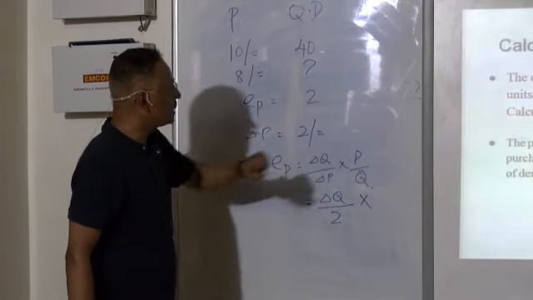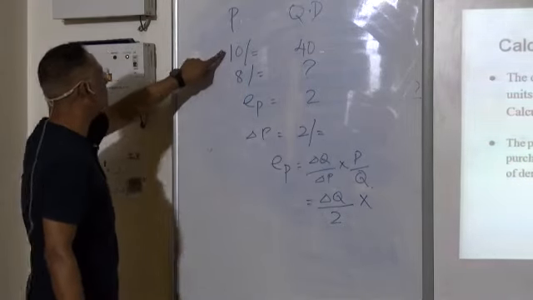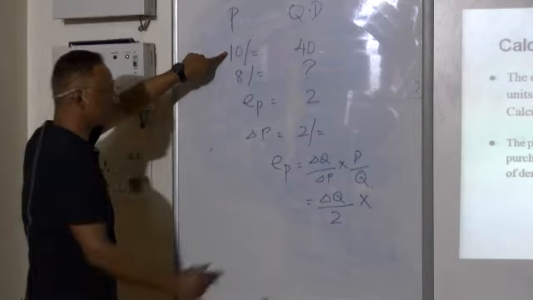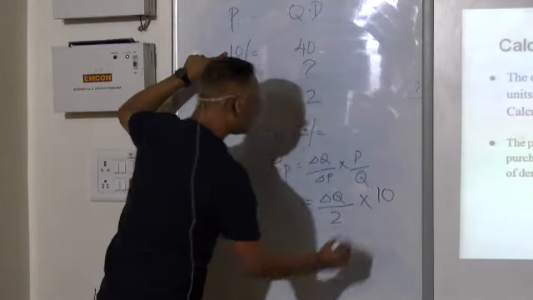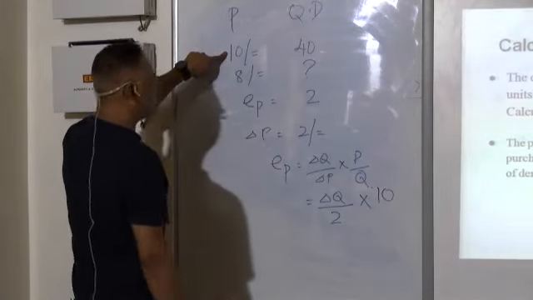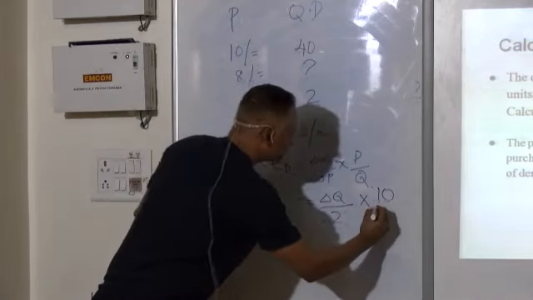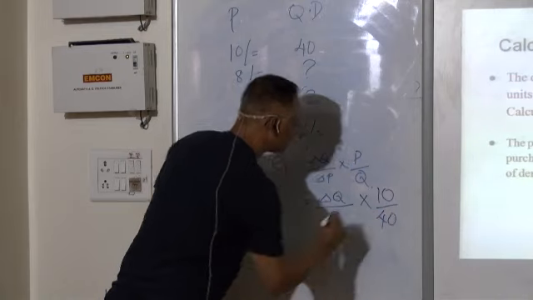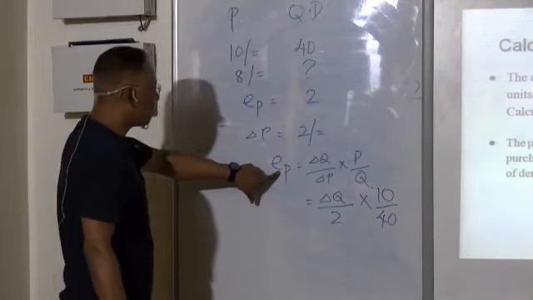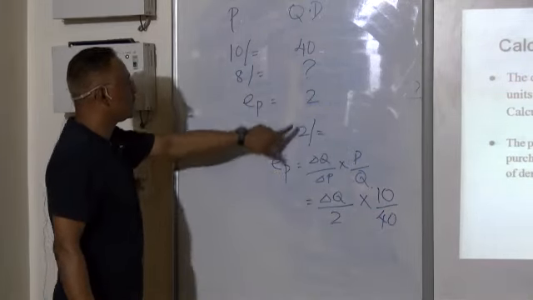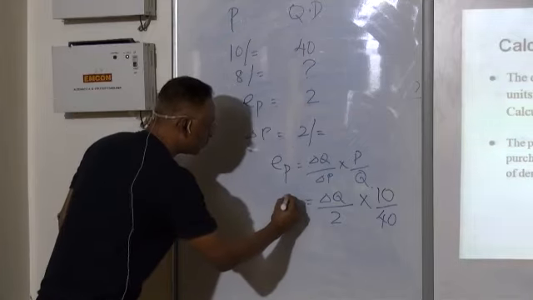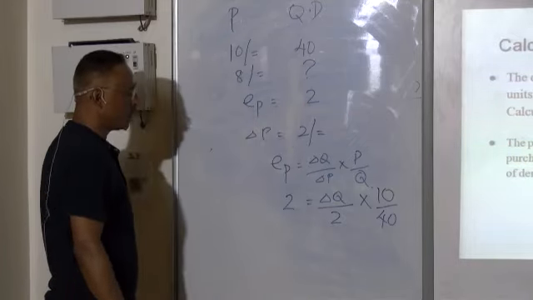P is the original price. What is the original price? 10 rupees. Q, what is the original quantity? 40. Here we have price elasticity of demand, which is 2. So we write 2. Now we calculate.